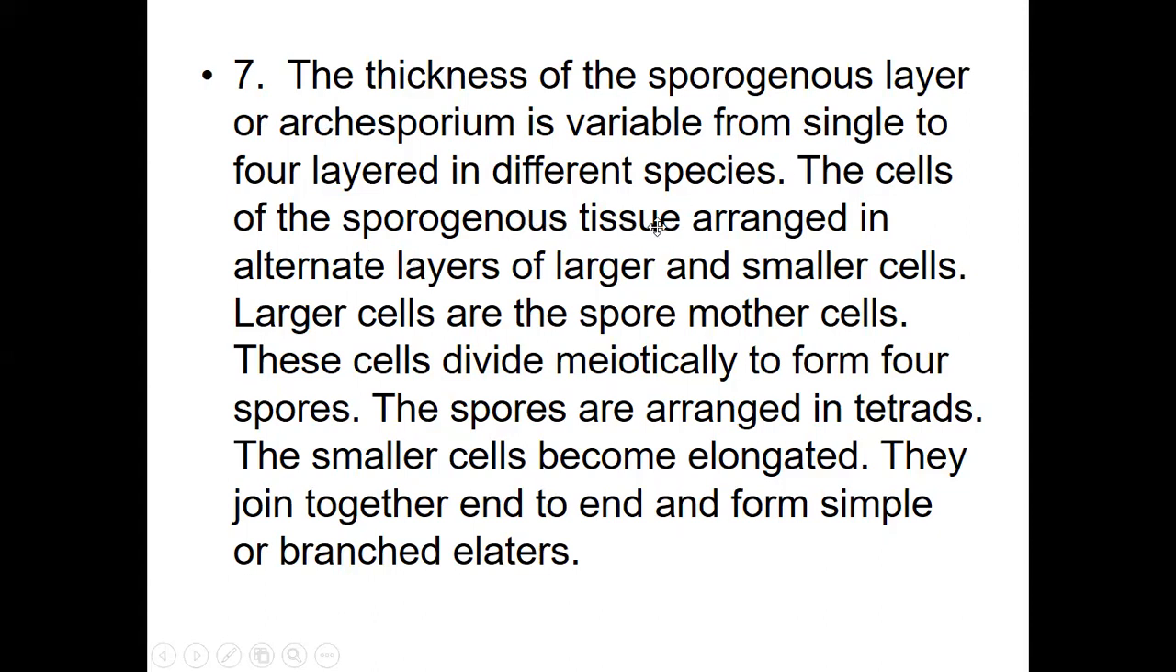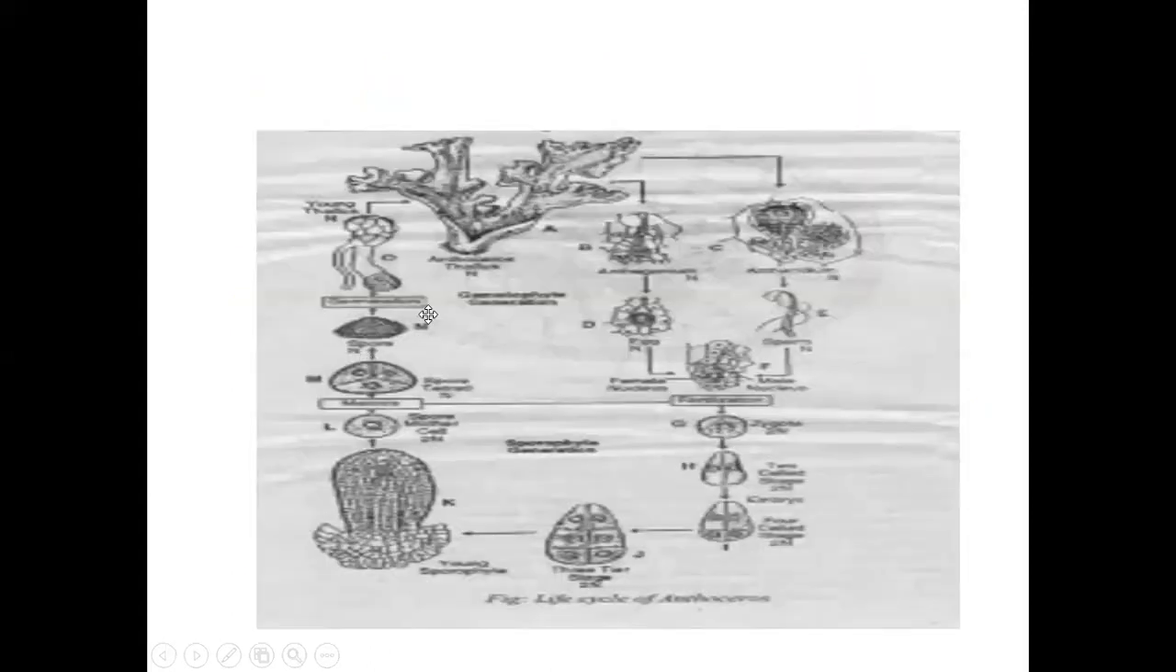And the cells of the sporogenous tissue are arranged alternating with larger and smaller cells. The larger cells are considered the spore mother cells, which will divide meiotically and form a tetrad of spores, which are called spore tetrads. And the smaller cells become elongated and help in the formation of the elaters.